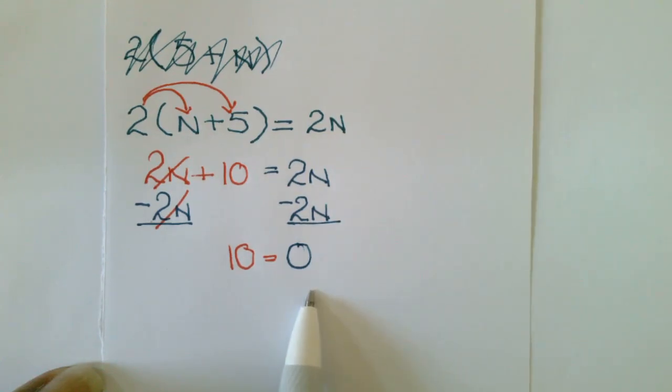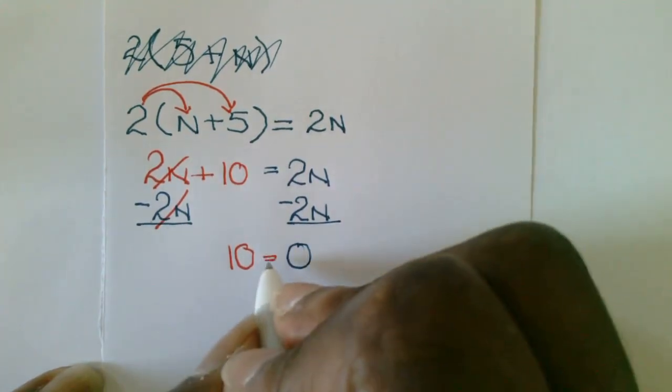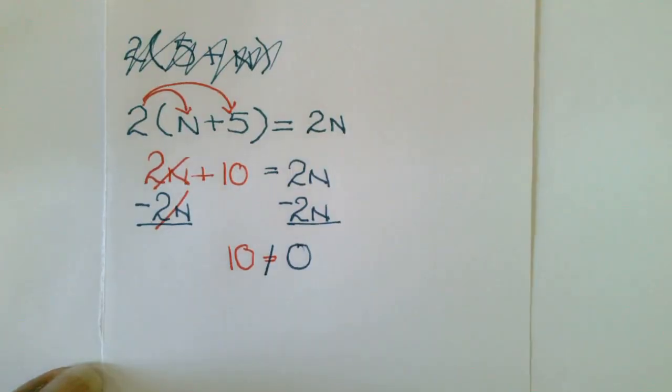Is that a true statement? Yes, D. Yes. Okay? Right. It's not a true statement. Because 10 can't equal 0. Can't equal nothing.